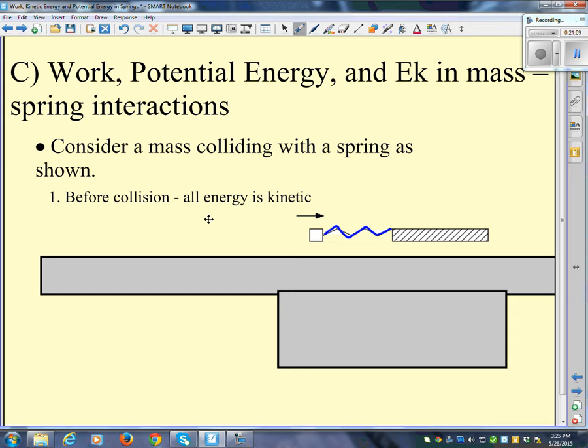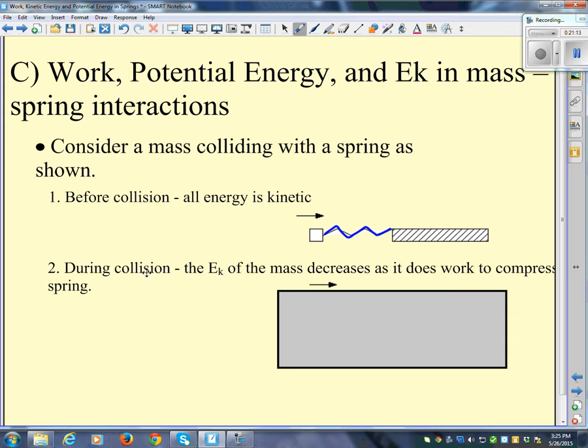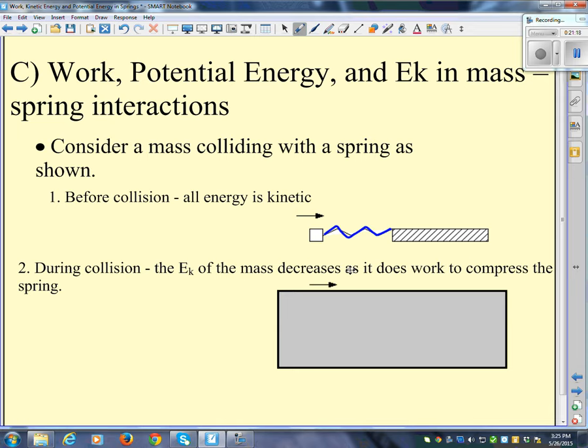Before the collision, all the energy is kinetic. During the collision, the kinetic energy of the mass decreases as it does work to compress the spring. Just like your car crumples, right, when you hit something. That's why you've got that crumple zone. It's meant to do that. Originally, cars were made very rigid. They thought that was safe. They were completely wrong because there's no energy absorption. Here, all that kinetic energy goes into crumpling it, right?